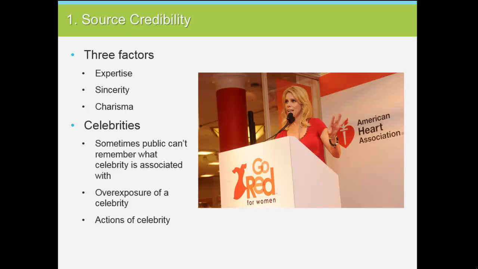Celebrities such as actress Cheryl Hines in the photo on this slide are sometimes good choices because they are charismatic and might be sincere if the issue impacts them in some way. But celebrities do create problems.